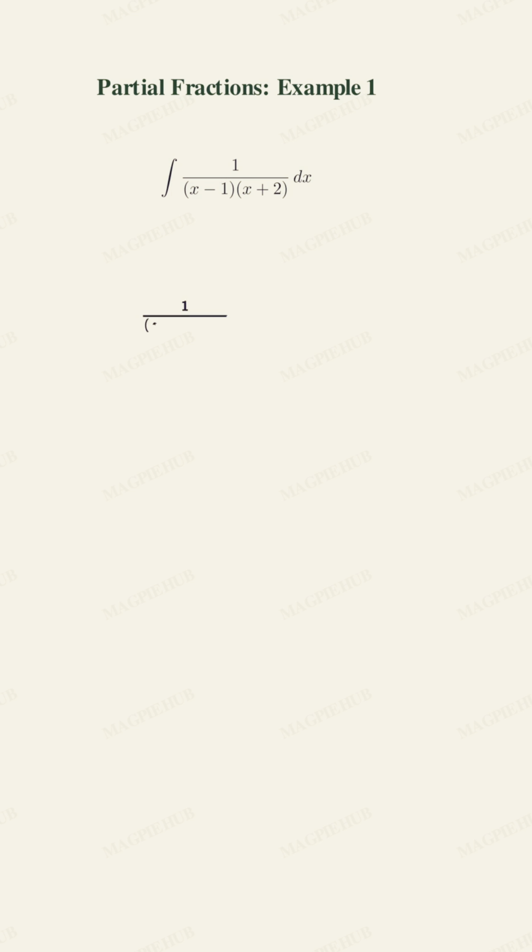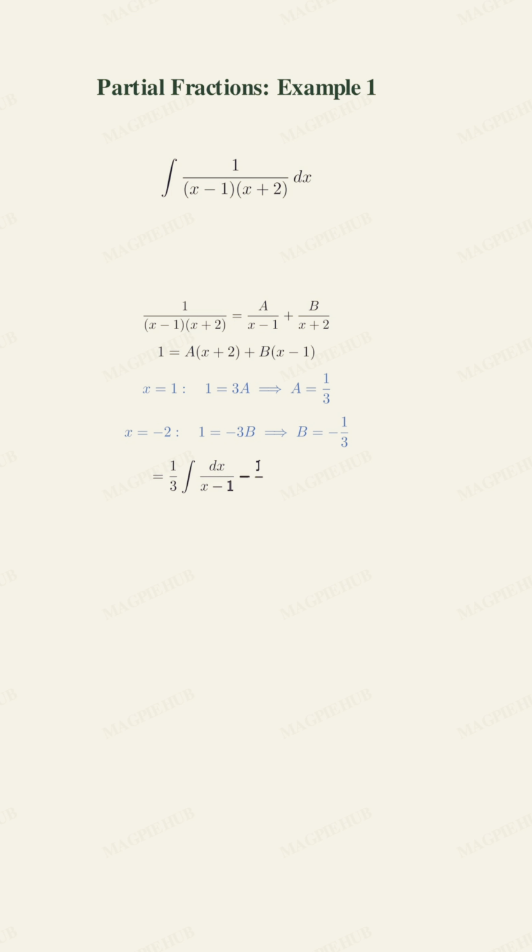Example 1. Find the integral of 1 over (x minus 1) times (x plus 2) dx. We decompose into a over x minus 1 plus b over x plus 2. Multiplying both sides by the denominator, 1 equals a times (x plus 2) plus b times (x minus 1). Putting x equals 1, 1 equals 3a, so a equals 1/3. Putting x equals negative 2, 1 equals negative 3b, so b equals negative 1/3.